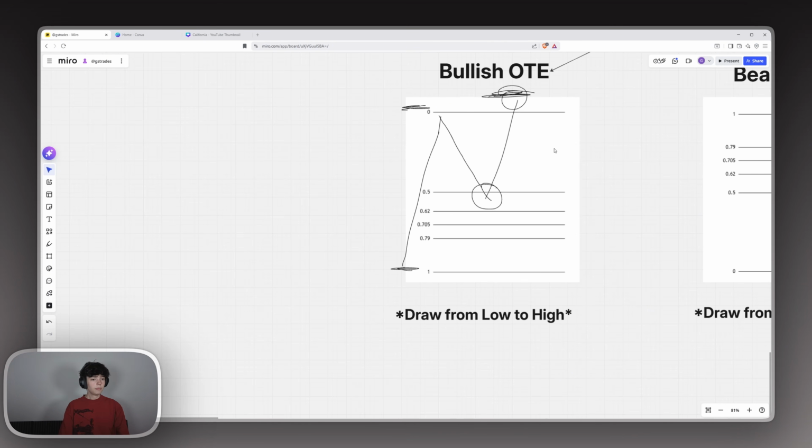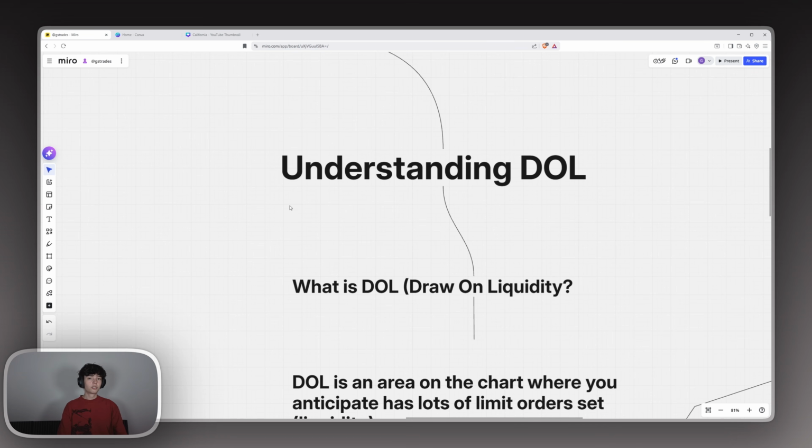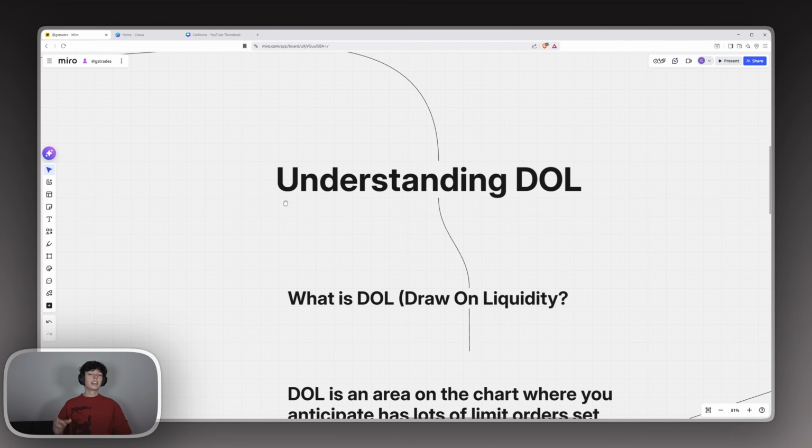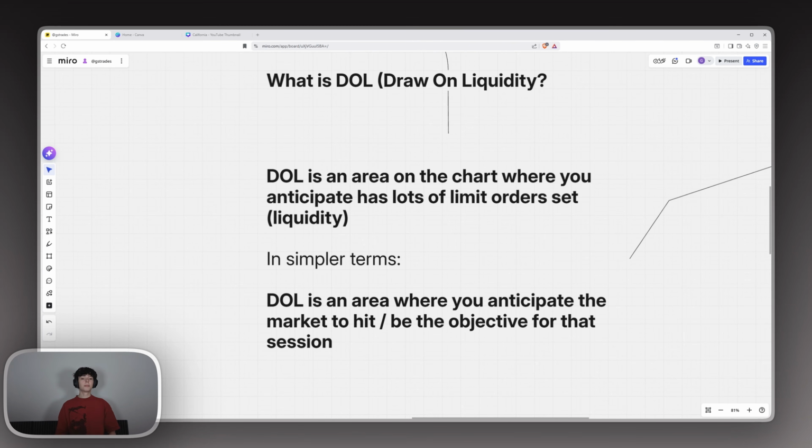Okay. So before I actually continue this, I want to explain understanding draw on liquidity first, because you need to understand this quickly before we go into the actual entry, because this will not make sense if you don't. So what is draw on liquidity? Draw on liquidity is an area on the chart where you anticipate there is a lot of limit order liquidity. Or in simple terms, if you don't understand all of that yet, which you need to, draw on liquidity is an area where you anticipate the market to hit or be the objective for that session or given time frame, whether that's the 15-minute, the hourly, or the day, okay? Or New York session, London session, Asia session, okay?